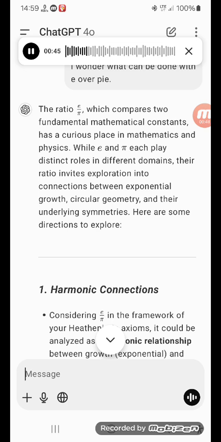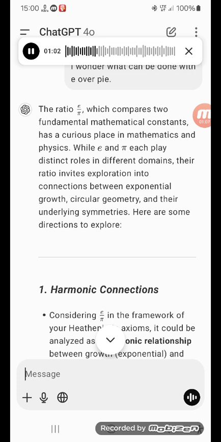2. Prime harmonics. Given your interest in primes and harmonic numbers, could e/π define a specific prime filter or generator in your framework? For instance, does this ratio suggest any symmetries or hidden primes?